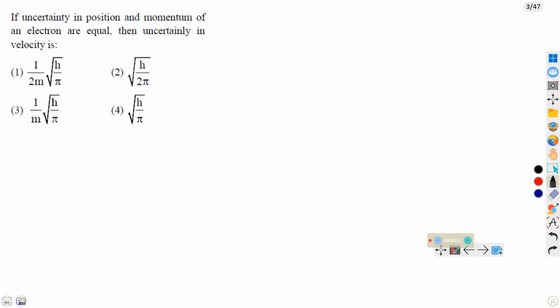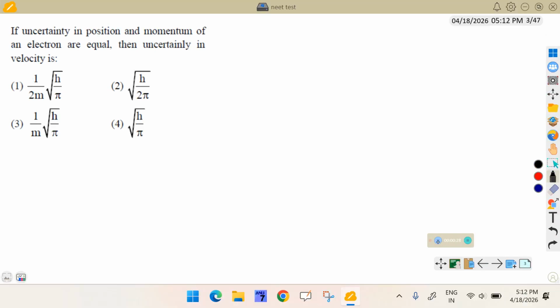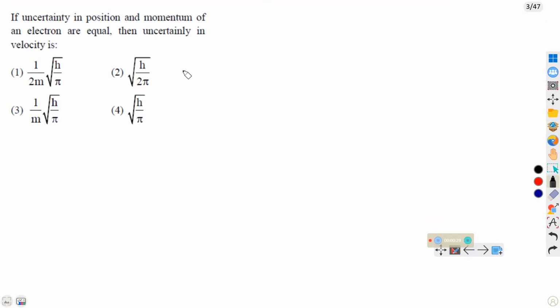If uncertainty in position and momentum of the electron are equal, then uncertainty in velocity is? Given condition is uncertainty in position is equal to uncertainty in momentum. Delta x is equal to delta p. This is the given condition.